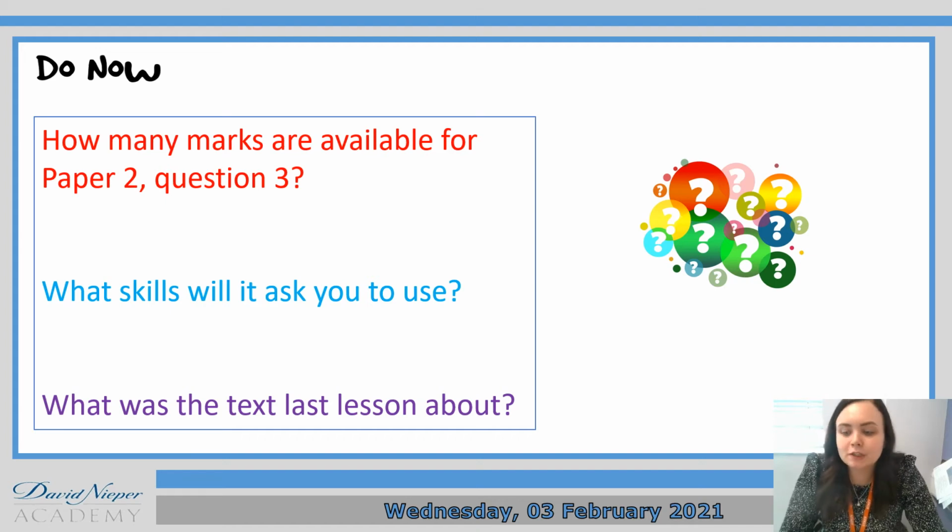Year 11, so we're continuing with our work on paper 2 question 3 today. So just some quick questions to start the lesson off. How many marks are available for paper 2 question 3? What skills will it ask you to use? And what was the text last lesson about?